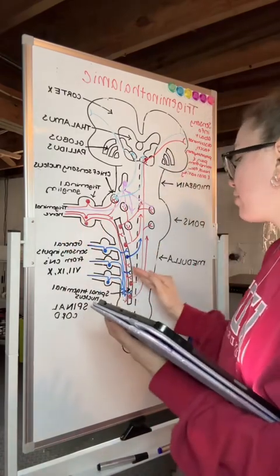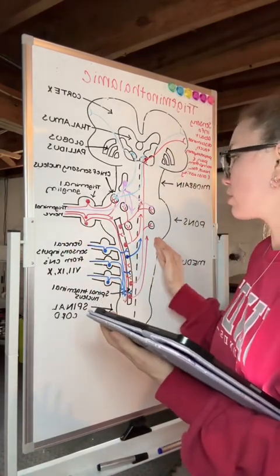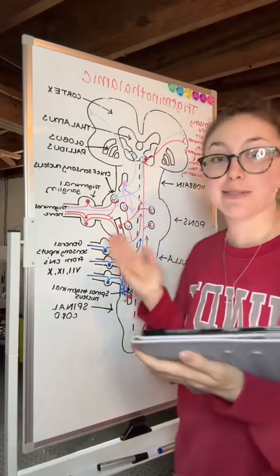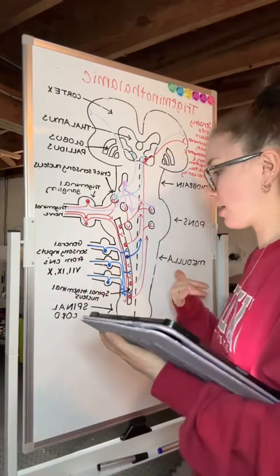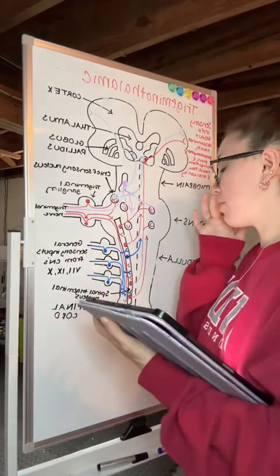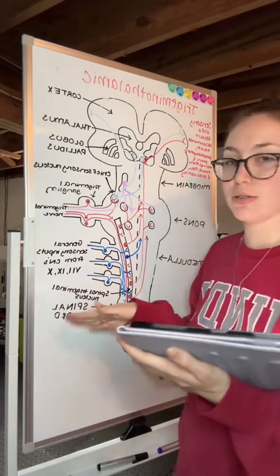Now, if there were lesions in the second order neuron, it would be the contralateral side. Why is that? Because it has already crossed. So the information that would be impacted would be the contralateral side of the body.